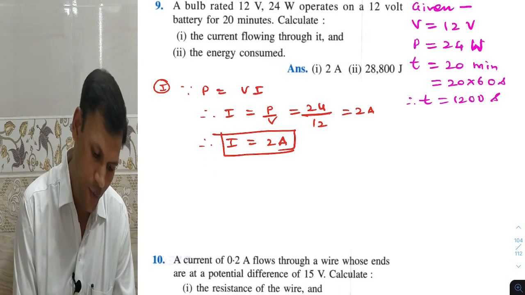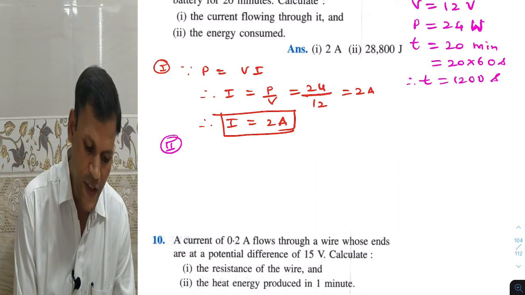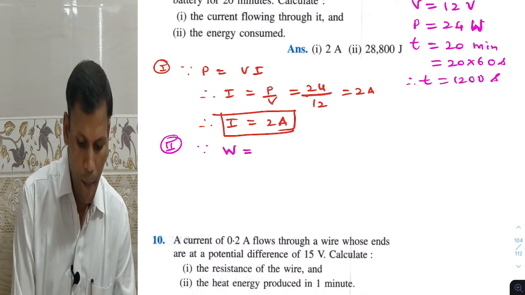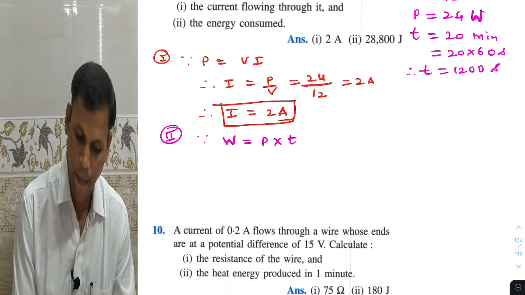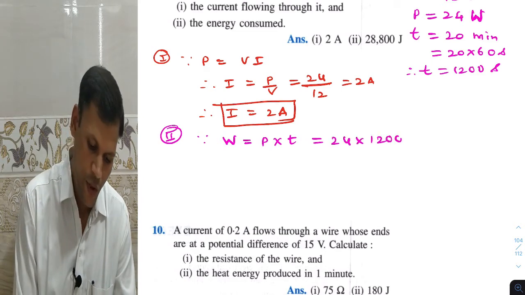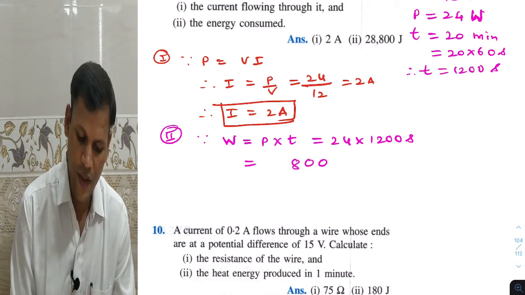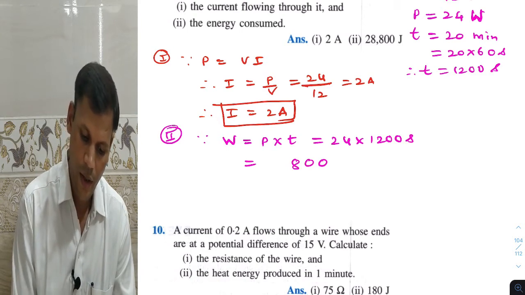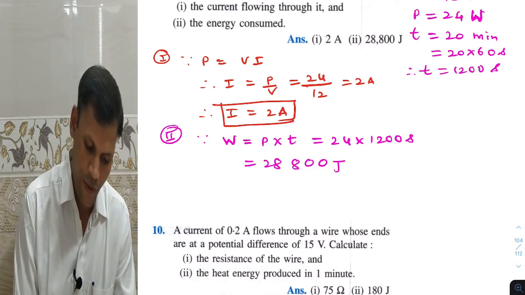Next, energy consumed. Second part में हमें energy consumption निकालना है. So we know since W is equals to power into time. So power is already given. Power is 24 watt into time is 1200 seconds. So it will be 24 into 12 we will do. 12 fours are 48, that's 8, and 24 ones are 24 and 4 28. So that much joule. Okay, so we get the answer.